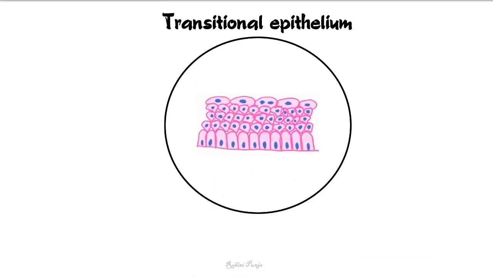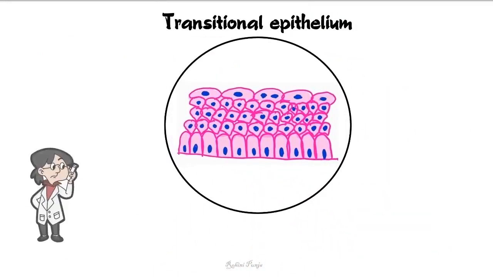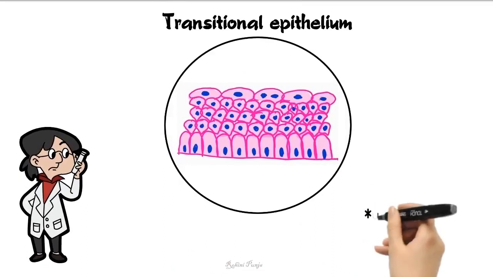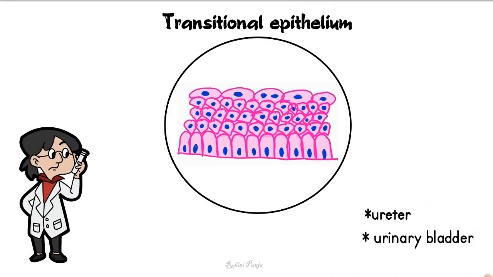Transitional epithelium is seen as the lining epithelium of renal pelvis and calyces, ureter, urinary bladder and part of the urethra. Hence it's also called the urothelium, with its property of stretchability. Here's how we draw it.